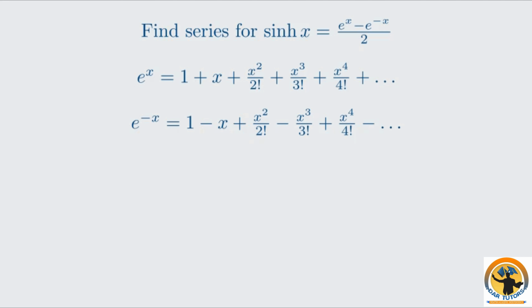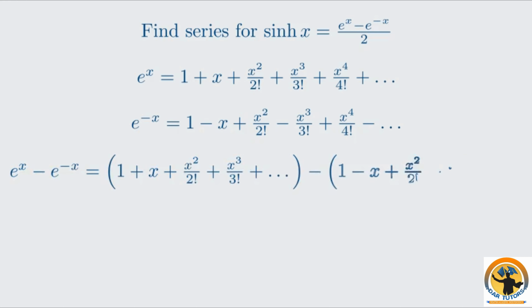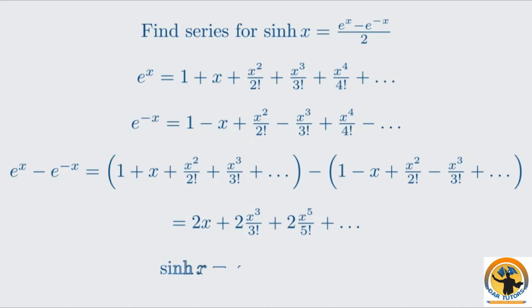Now we subtract the series for e to the negative x from the series for e to the x. When we subtract, the even-powered terms cancel out, and the odd-powered terms double. For example, x minus negative x is 2x. x cubed over 3 factorial minus negative x cubed over 3 factorial is 2 times x cubed over 3 factorial. Finally, we divide the entire result by 2. This gives us the Maclaurin series for sinh x: x plus x cubed over 3 factorial, plus x to the 5th over 5 factorial, and so on.